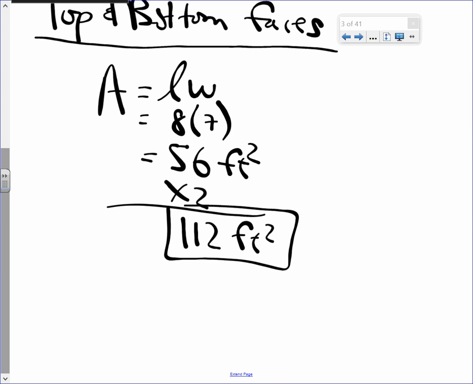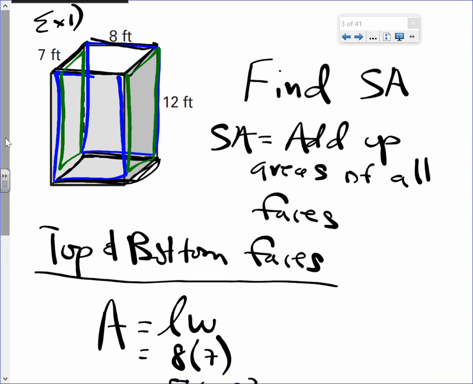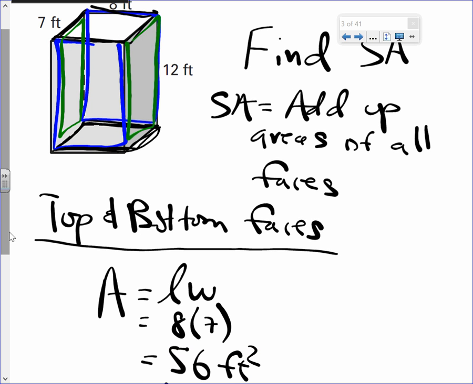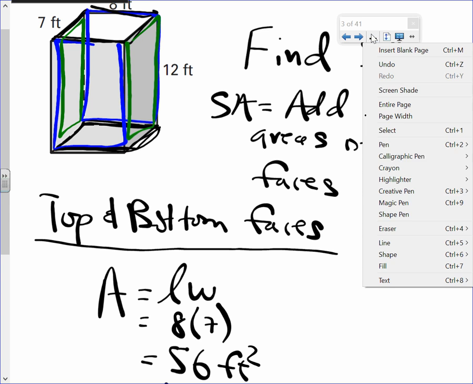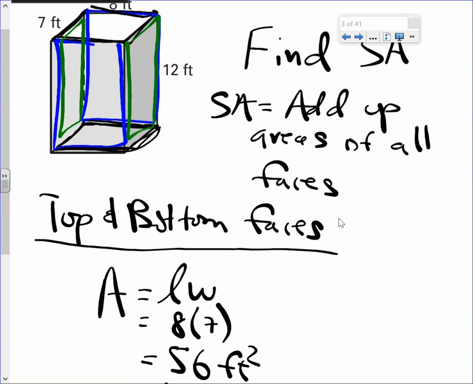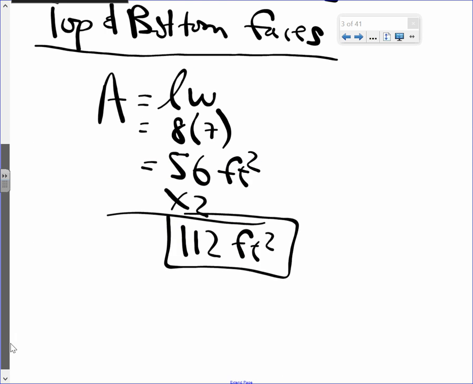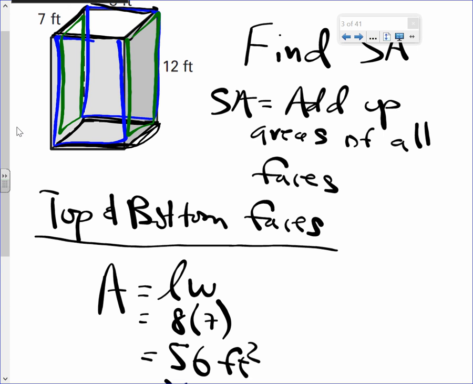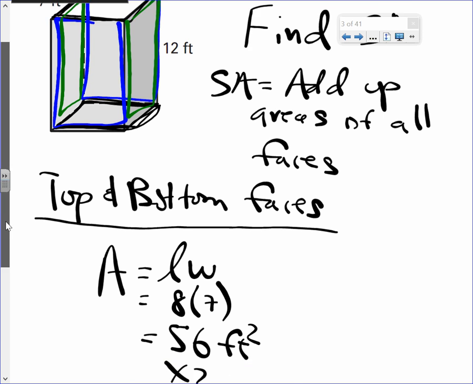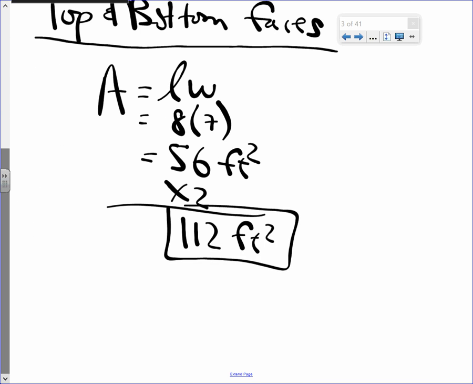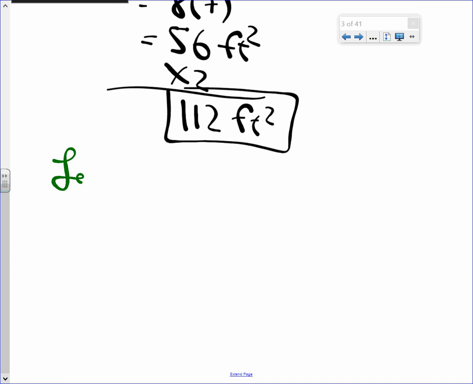Wait. Are we done? No. All I've done is found the area of the top and bottom face. Now we got the left and right, which I'll do in green now. You have to multiply 112 by 2, no? Since I think there's 2 sides. No, wait, but 112 is the square feet of the top and bottom? Oh, no, you already multiplied by 2, my bad. Okay, got you. So here we go, now left and right faces here. I'm going to put mine in green to write this down. Left and right faces.